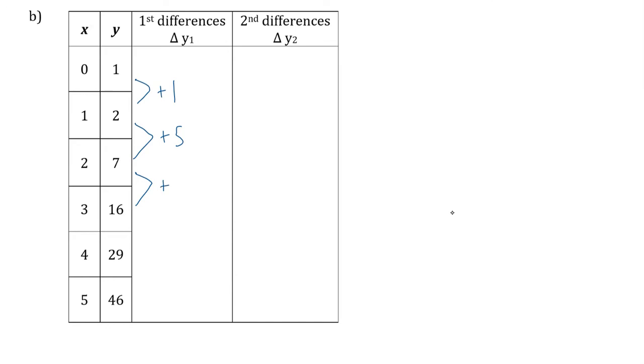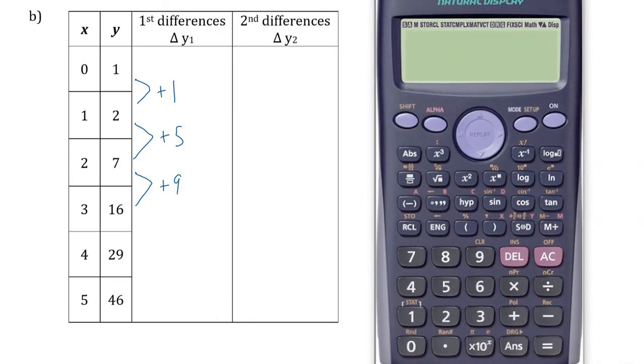up 9. And if you get to a point where you can't do this in your head, you get your calculator out. And you go 29 minus 16. Do the work on your calculator. But that should be up 13. And then 29 to 46 is up 17. Anybody see the pattern? What's the pattern? Tyler?